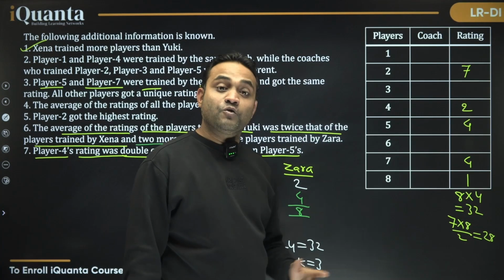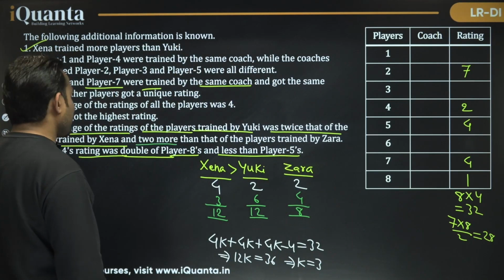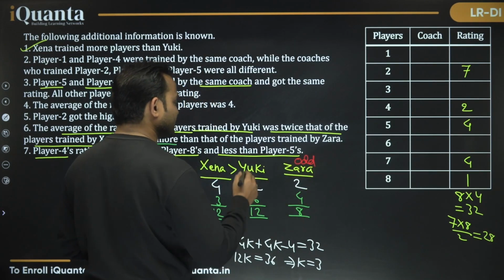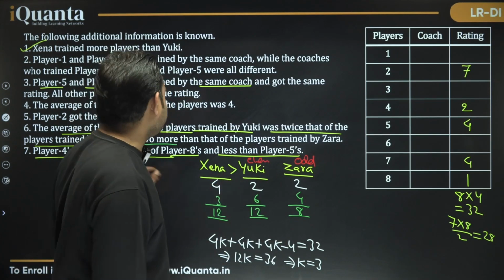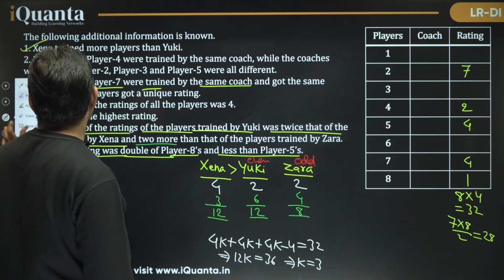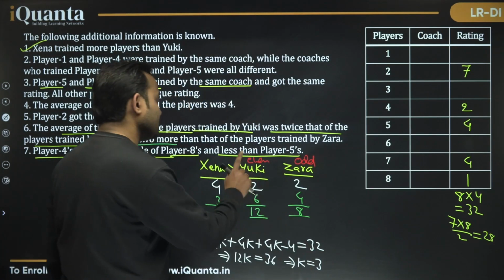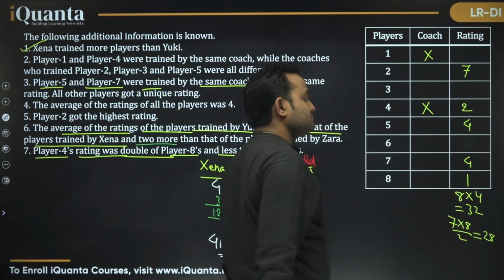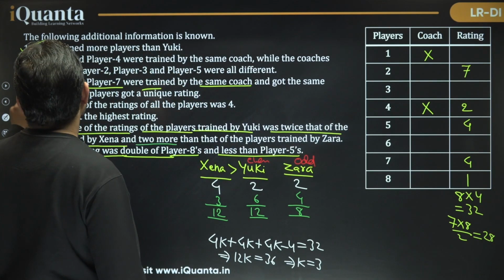Now, before we move forward, one more thing that we need to consider. It was given in the question that Zara trained only players with odd numbers and Yuki trained only players with even numbers, right? So in that case, if player 1 and player 4 were trained by the same coach, 1 and 4, one odd, one even, it cannot be Yuki or Zara. It can only be Coach Zina. Both of them are X, right?